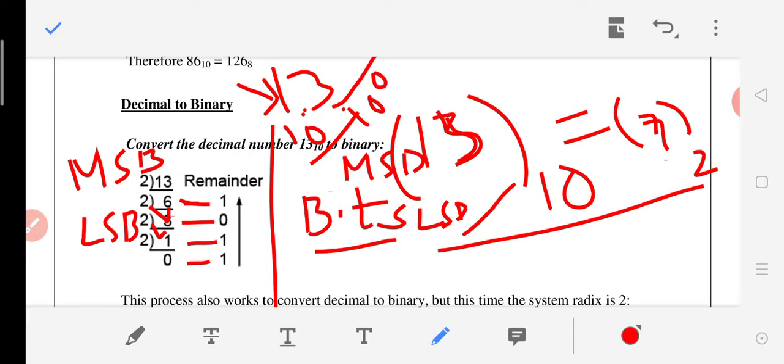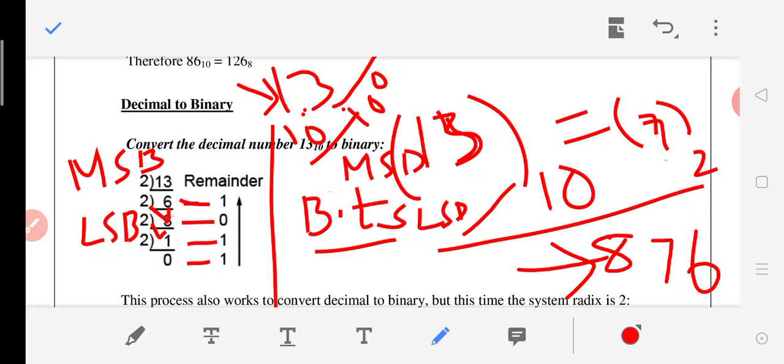For example, 8, 7, 6. Here 8 is the 10 power 2, hundreds place, 7 is the tens place, and 6 is the units place. In this case 8 is the MSD and 6 is the LSD. I hope you understand better.